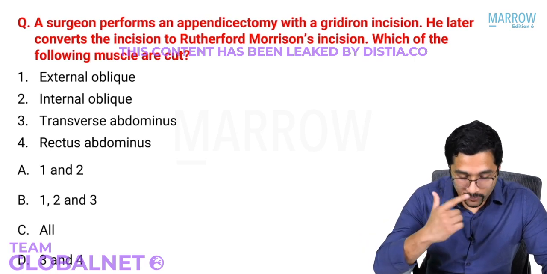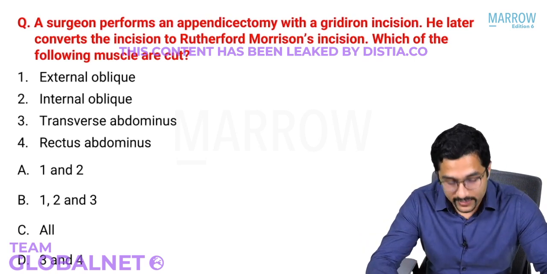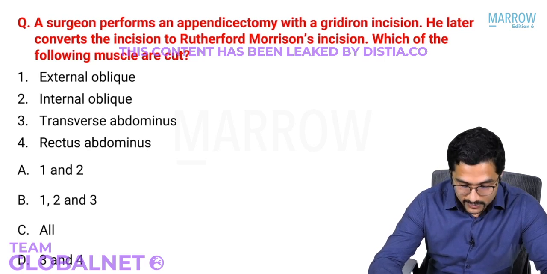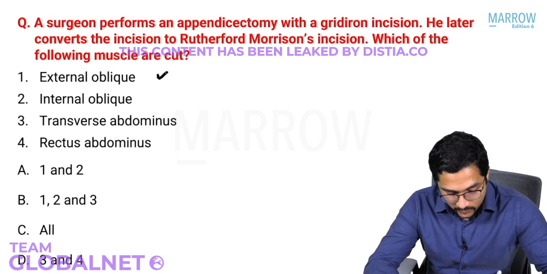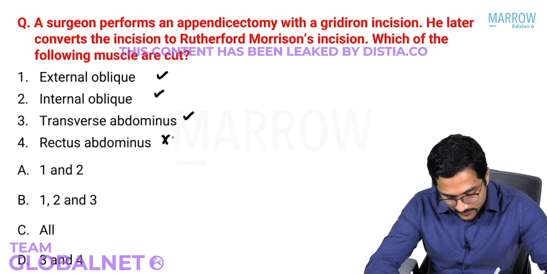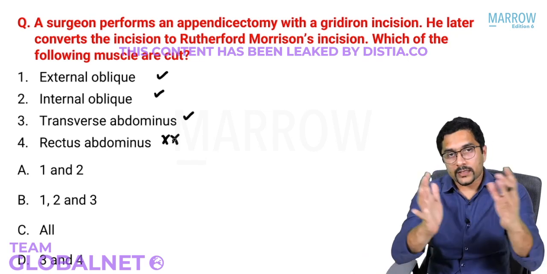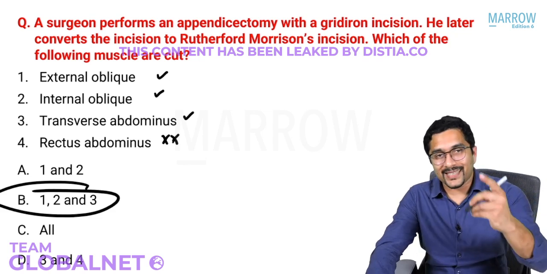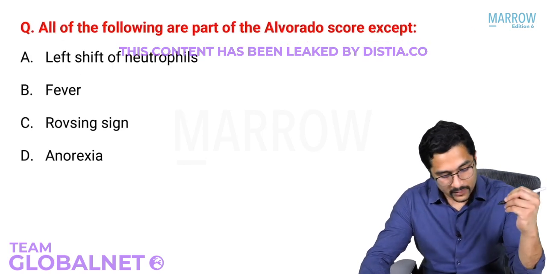So a surgeon performs an appendicectomy with a gridiron incision. He later converts it into a Rutherford-Morris incision. Which of the following muscles are cut? So I told you external oblique, internal oblique, transversus are cut. Rectus abdominis is not cut. Rectus abdominis is more medial, so that is not cut. So it is 1, 2, 3. This was asked in the INI-CET exam.